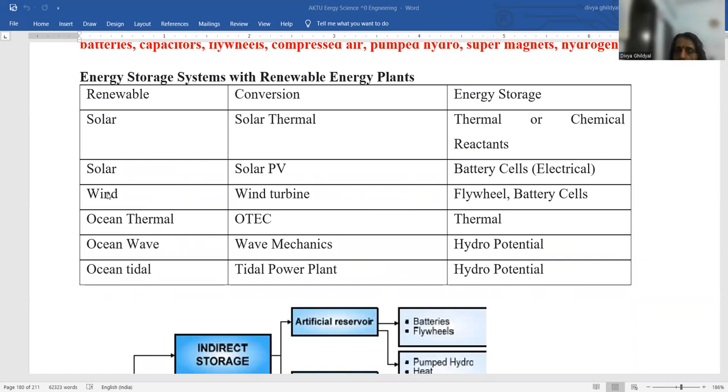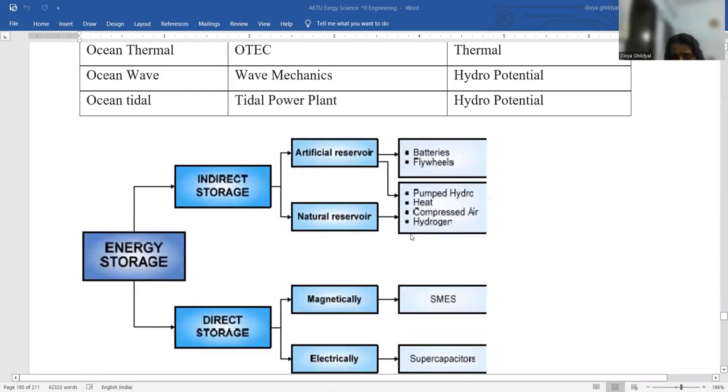Wind, you have studied a lot in Unit 4: wind turbines, flywheels, battery cells, etc. Ocean ones, OTEC, you have studied in Unit 4. I have explained it in detail. In case you missed out, please check my playlist or the previous lectures. They are all sources of energy storage. So in short, I will compile all types of energy storages in this block diagram.